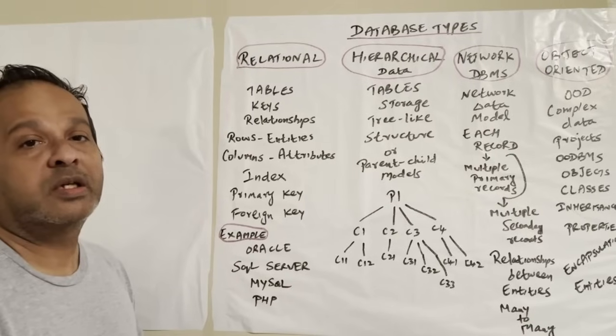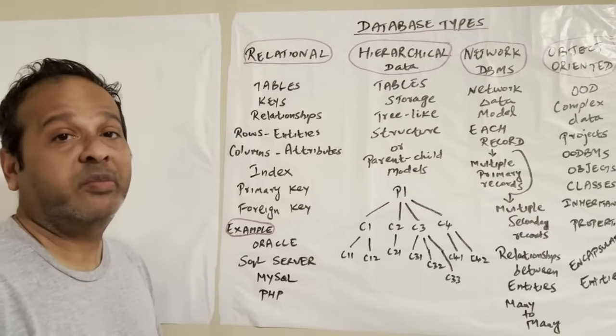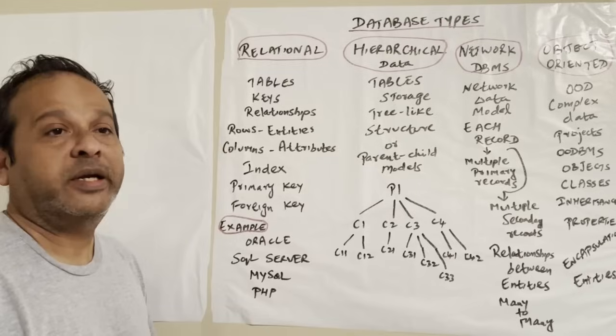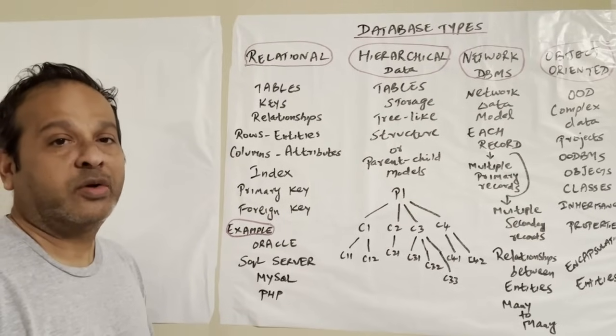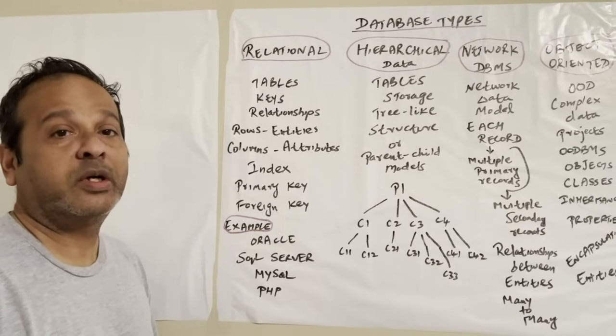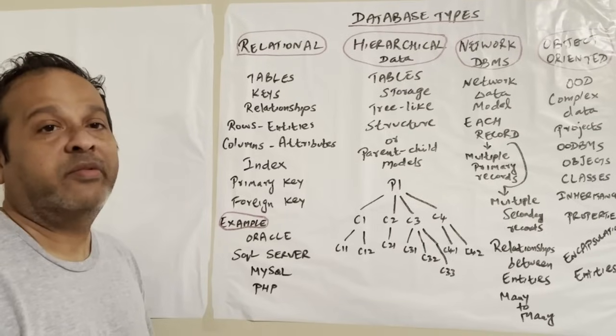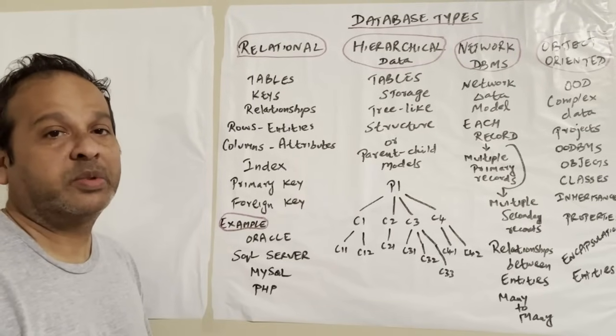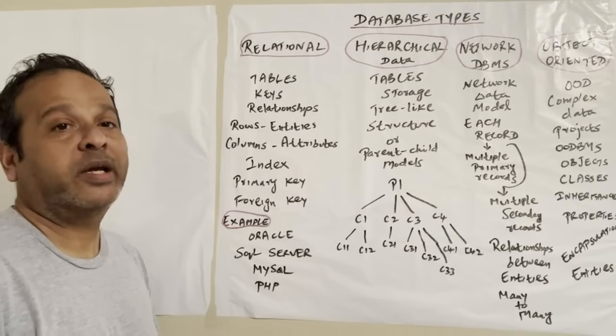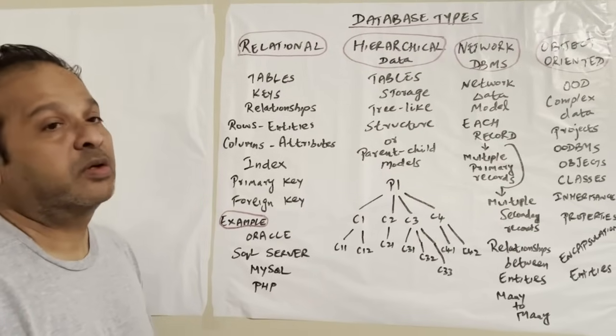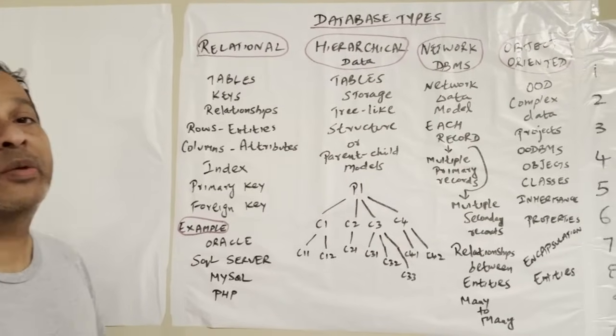So we'll start with the types of databases available. A database means a storage. We want to store a lot of data, and we have to find the best storage options available and how we can handle the data. So let's start with the different types of databases.